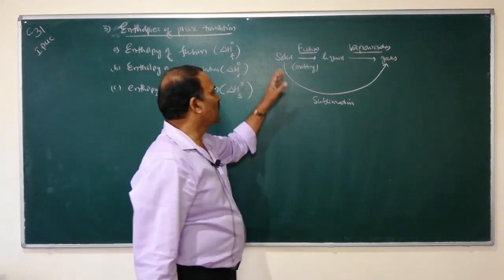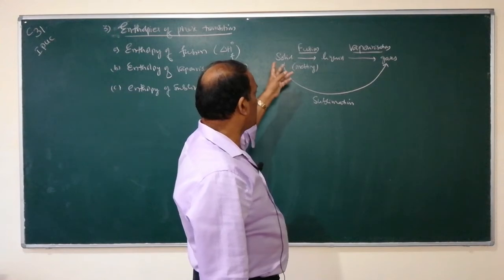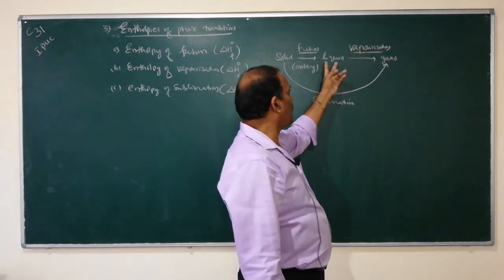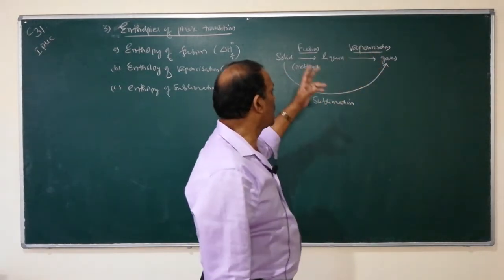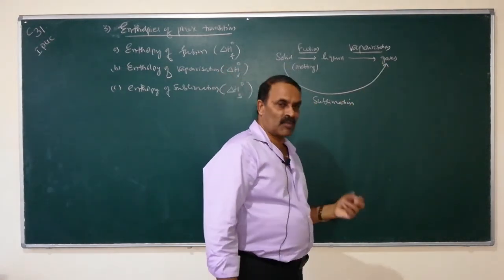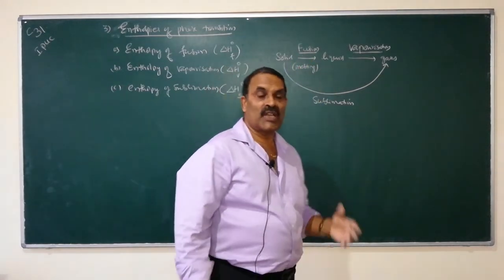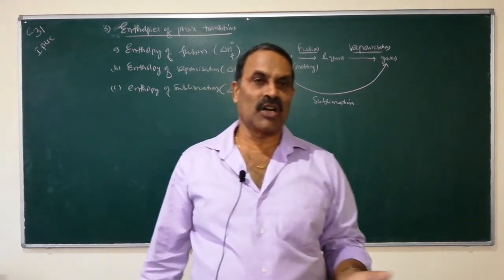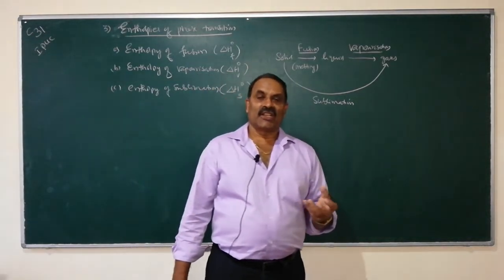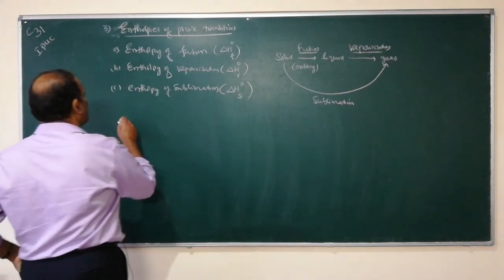Enthalpy of fusion. So change of solid phase to liquid phase is called fusion. Change of liquid phase to gaseous phase is called vaporization. Change of solid phase to gaseous phase directly is called sublimation. The amount of heat liberated or absorbed during these phase transitions are called enthalpy of fusion, enthalpy of vaporization, enthalpy of sublimation. So we will define first what is enthalpy of fusion.